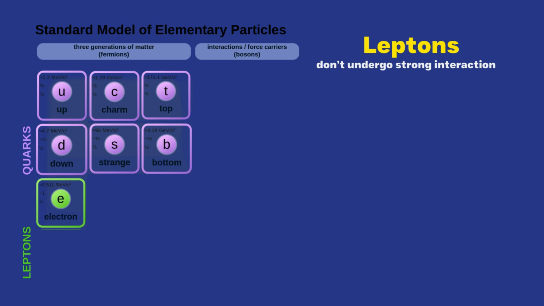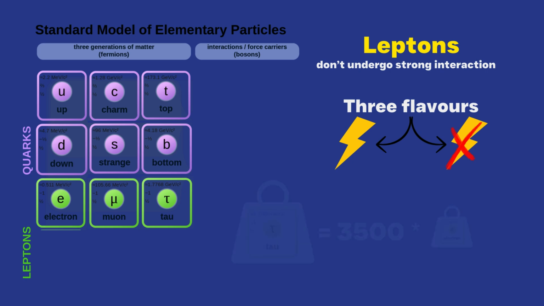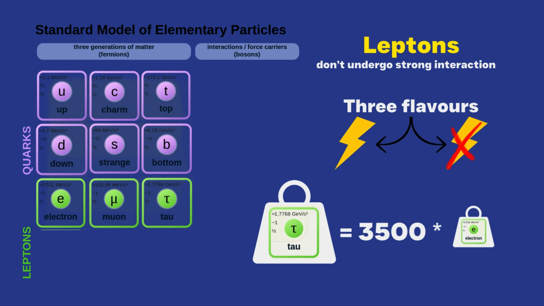Moving down again, we find the leptons, which do not undergo strong interactions. There are three types, or flavors, of leptons: electronic, muonic, and tauonic. For each of these, there are two particles, one with and one without charge. The three charged leptons are the electron, the muon, and the tauon. These are very similar. They all have a negative electric charge of -1, but the muon and tauon are much heavier, and also unstable, than the electron, about 3,000 times heavier.